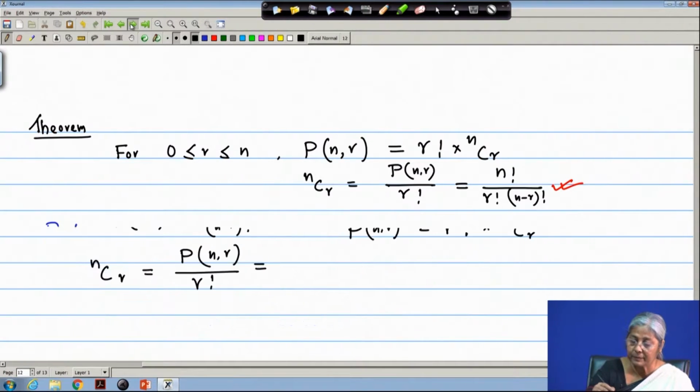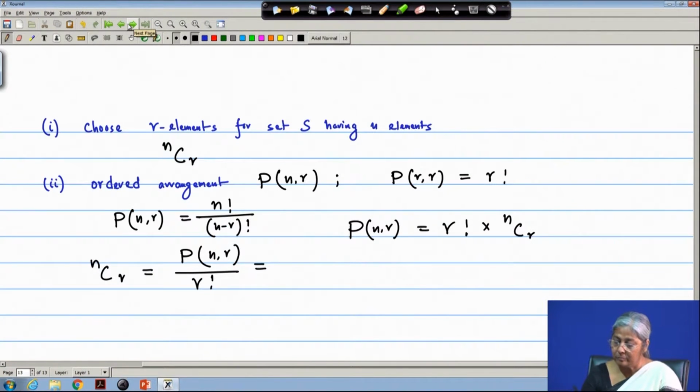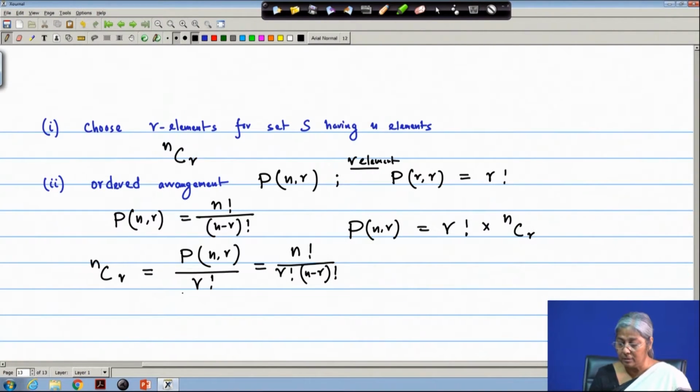Okay. Ordered arrangement is PNR. So, for R elements, it is PRR, and that is R factorial. So, PNR is R factorial into NCR. So, NCR is PNR by R factorial, and PNR we already have got n factorial by n minus R factorial. So, this is our expression for the combination, R combination of a set of n elements.